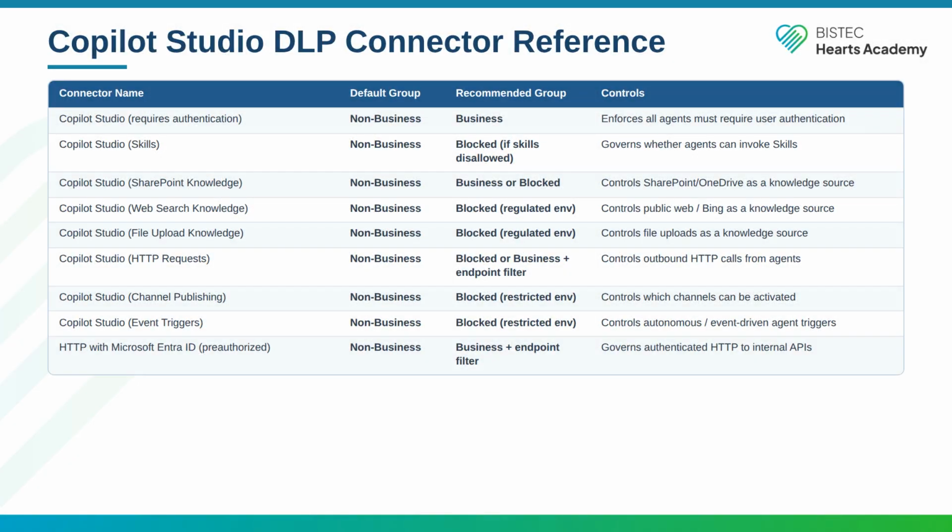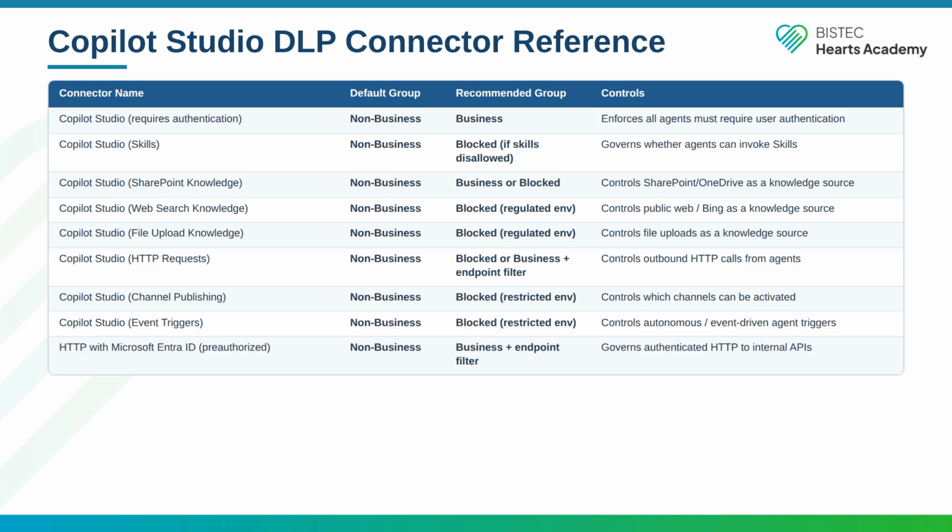This connector reference is the most practical asset in this session. Every DLP policy you author for a Copilot Studio environment will involve one or more of these connectors. There are 9 connectors specific to Copilot Studio in the DLP catalog, and every single one defaults to non-business when a new policy is created.